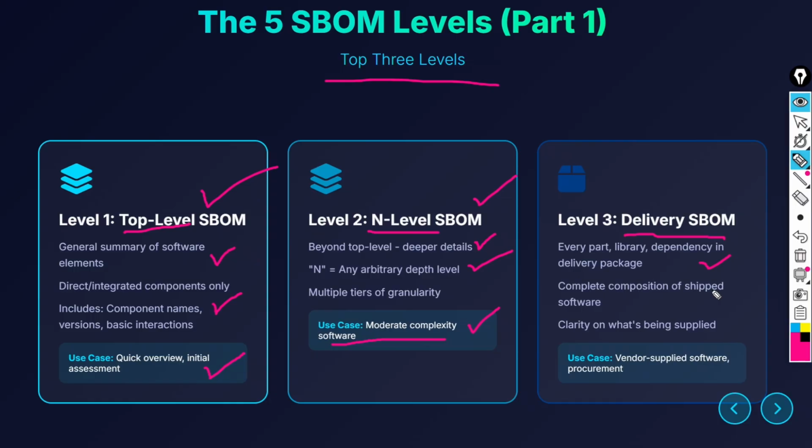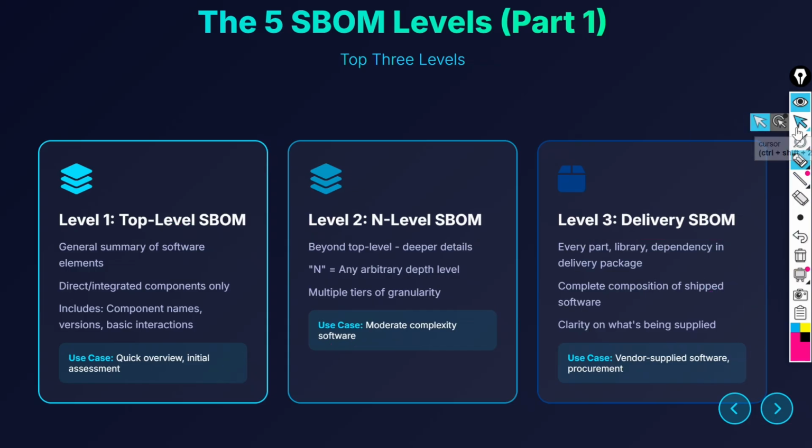It gives full clarity on what's being sent to the customer, and it is very much useful if you are buying some software from a vendor. So in that case we need to go with level 3, like delivery software SBOM. Okay, so the vendor will be providing this SBOM, and we are not supposed to be creating it. So these are the three levels of SBOM.